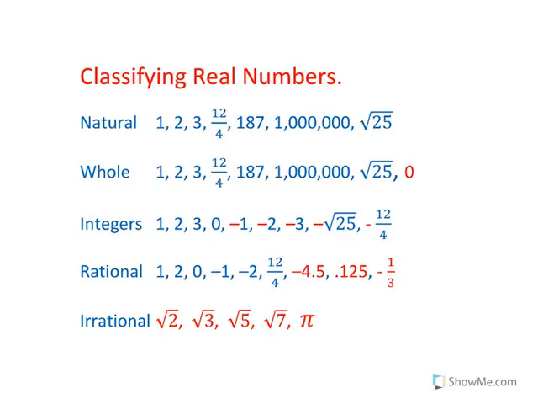Then we have rational and irrational. I'm going to skip down to the irrational numbers and describe them first. And then I'm simply going to say that everything else is rational. So irrational numbers would be square root of 2, square root of 3, square root of 5, square root of 7, pi, actually the square root of 11, square root of 59. Those are all irrational numbers.